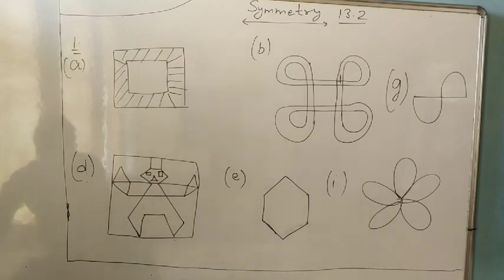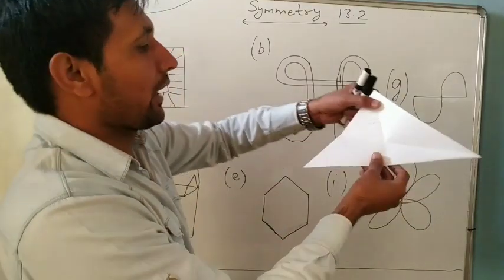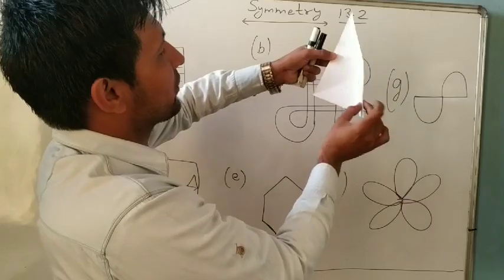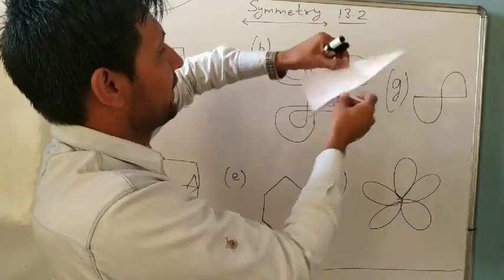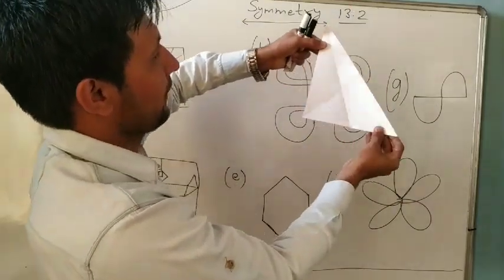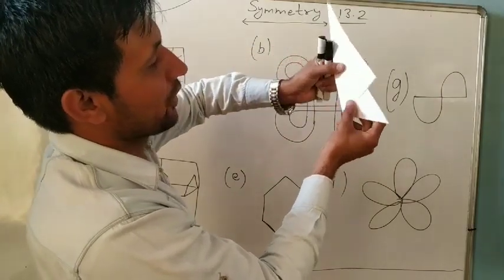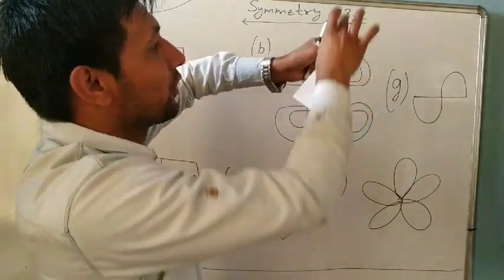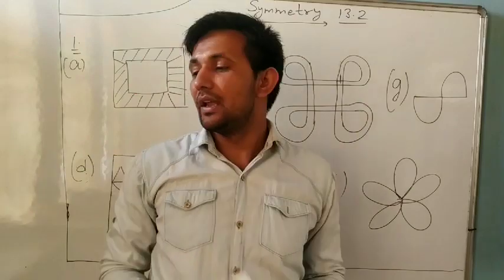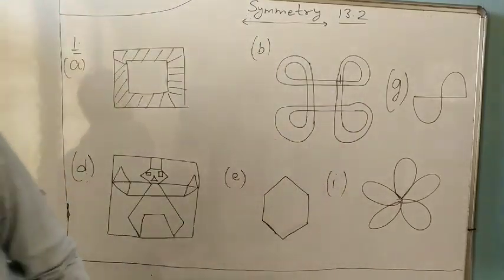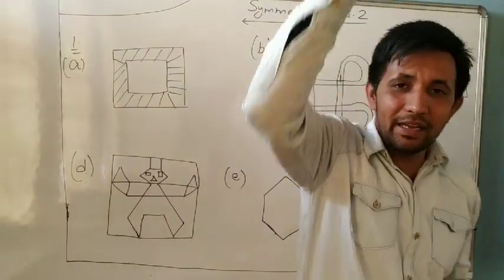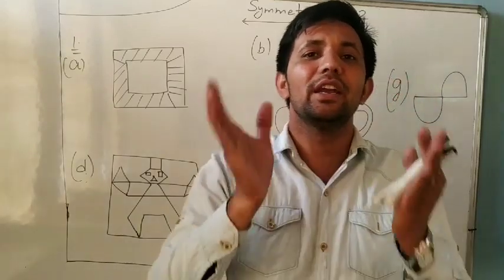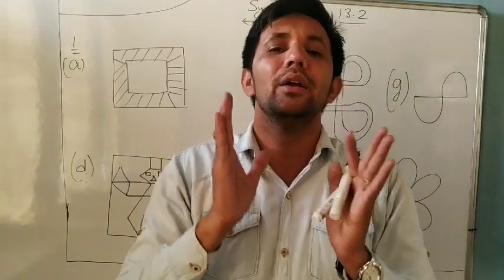Suppose one more example. Suppose a triangle is given, okay? And if I fold like this one, it is a triangle, everyone knows? If I fold this one, they do not cover each other completely. It means it is not a line of symmetry. So line of symmetry means a line which divides the figure in two identical parts.